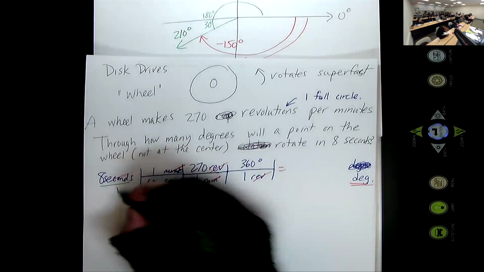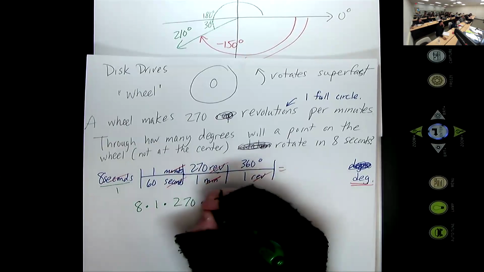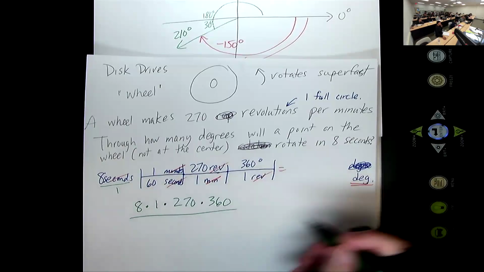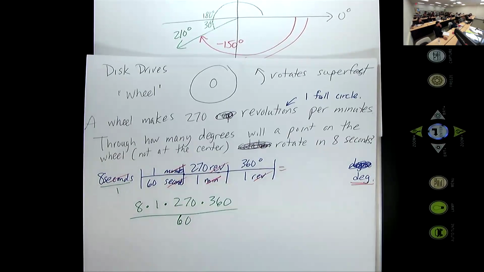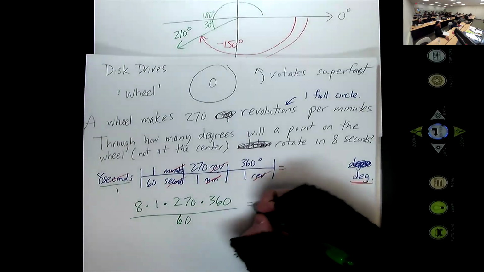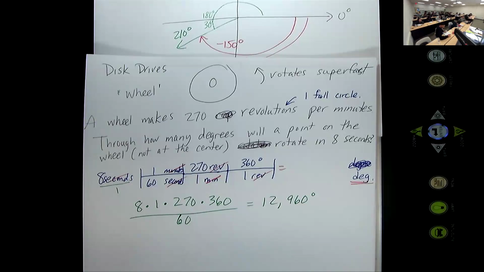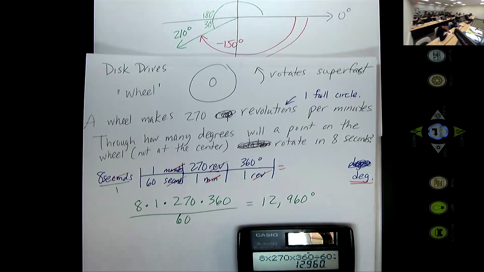And we're going to treat this like a fraction. I've got 8 times 1 times 270 times 360 on top, and I just have 60 on the bottom. I'm getting 12,960 degrees. A lot going on there, right?